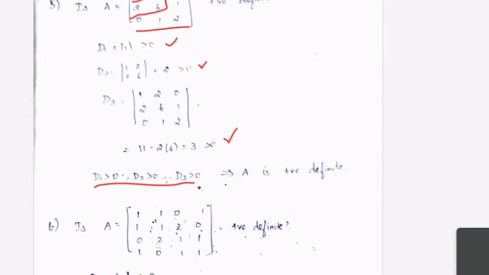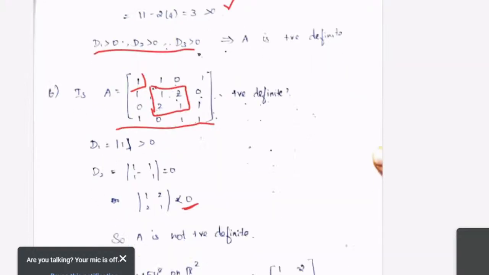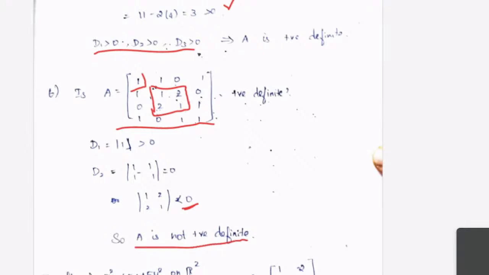Another sum here, A is a 4 by 4 matrix. We have to see whether it is positive definite or not. Here D1 is positive. All the D1s are positive. And D2, we can see, 1 minus 4 is -3, which is less than 0. Here D2 is negative. Hence, A is not positive definite. It doesn't mean that A is negative definite, but they are asked to find whether it is positive definite or not. Then we can say it is not positive definite.